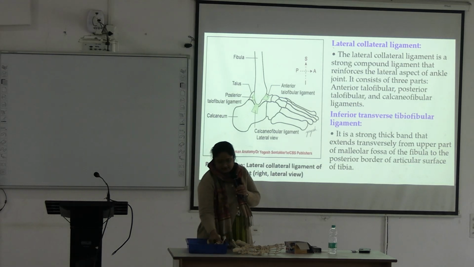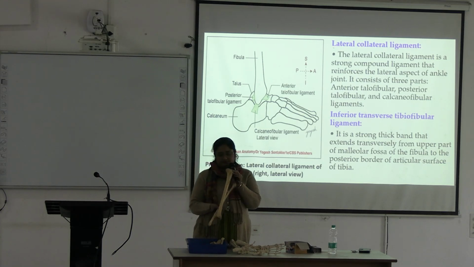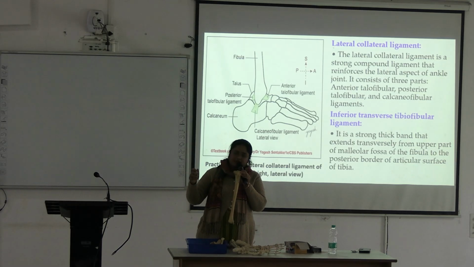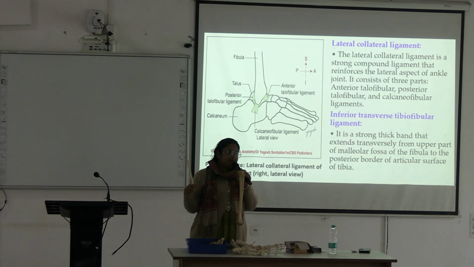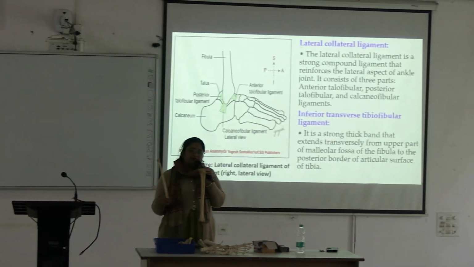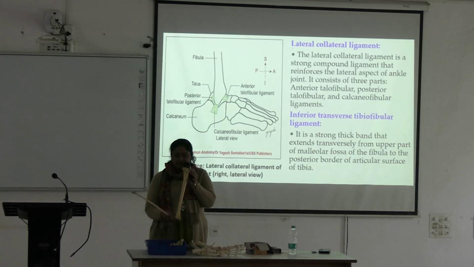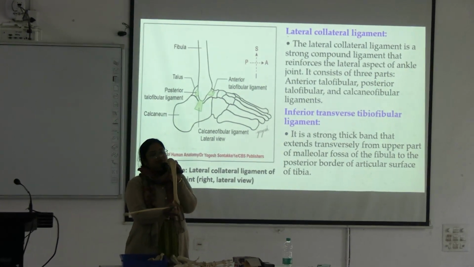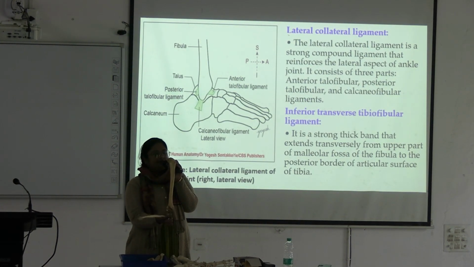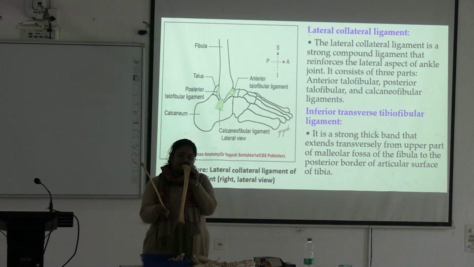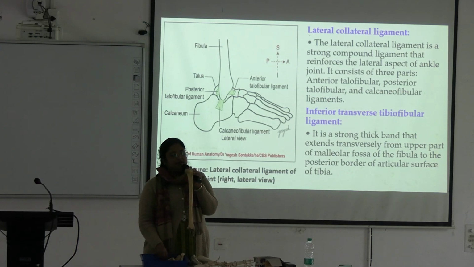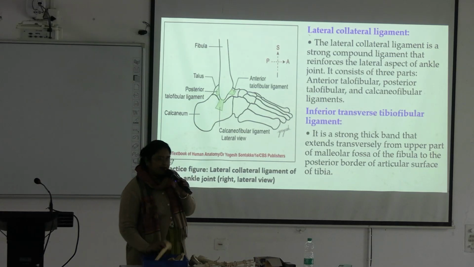You can see here, this is the malleolar fossa. Some batches have covered the fibula. So this depression at the lower end of the fibula is the malleolar fossa. The transverse tibiofibular ligament will extend from this malleolar fossa up to the posterior margin of the articular surface of the tibia. So here it articulates like this, and the ligament is extending from the malleolar fossa to the posterior border of the articular surface of the lower end of the tibia.